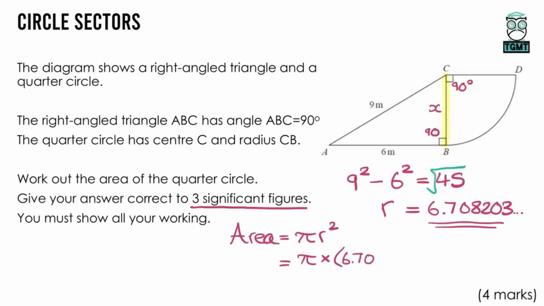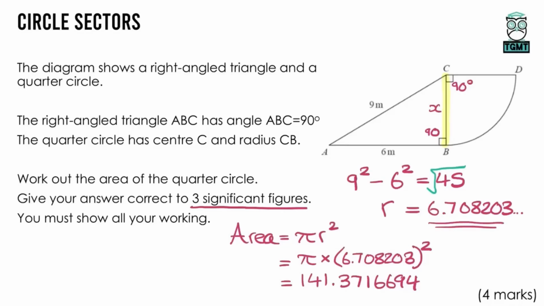So 708,203 squared, and we'll work that out. I'm going to use the full number as it's still on my calculator, but it would be absolutely fine just to use that rounded version in this question. Now that comes out as 45 pi, or as a decimal, 141.3716694. Now, as it is a quarter circle and not a full circle, we do need to account for that.